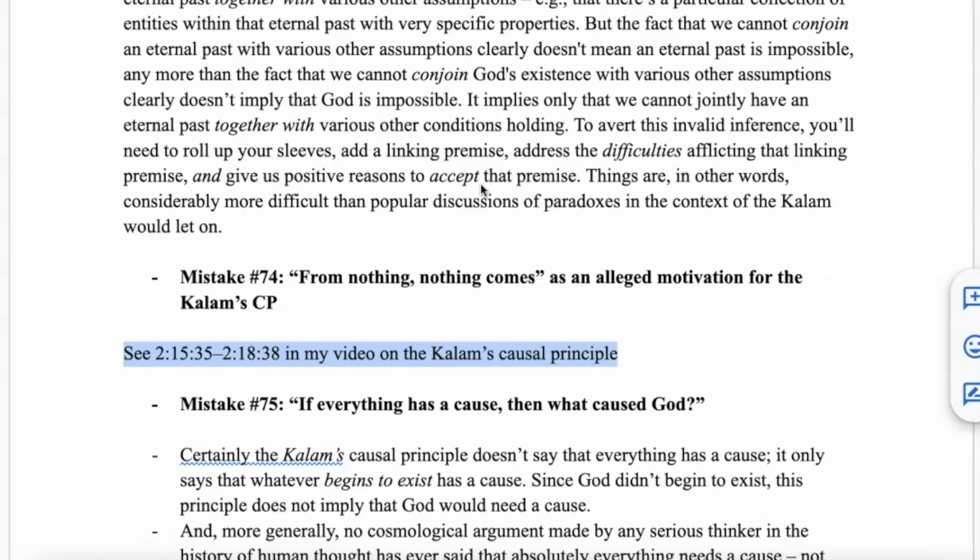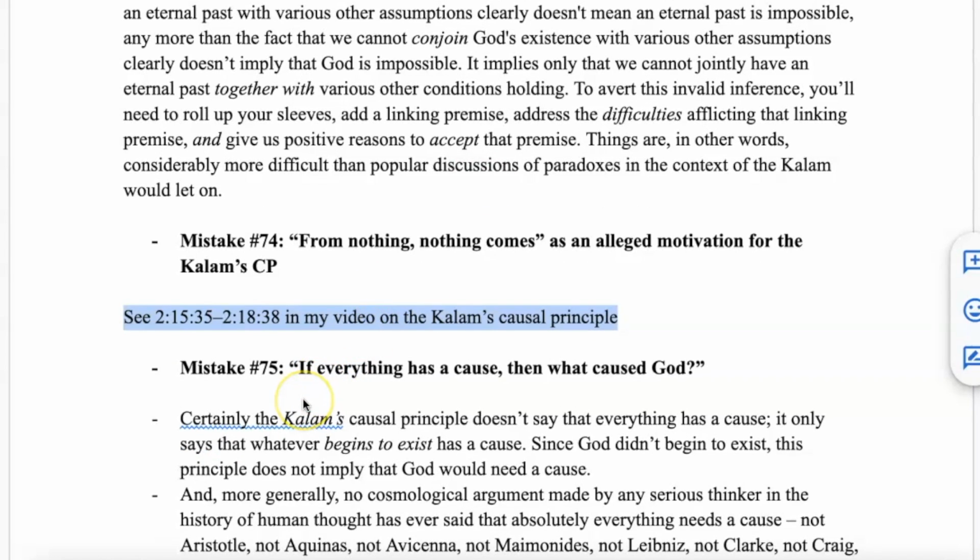This one is especially painful. Certainly the Kalam's causal principle doesn't say that everything has a cause. It only says that whatever begins to exist has a cause. And of course, since God didn't begin to exist, this principle does not imply that God would need a cause.